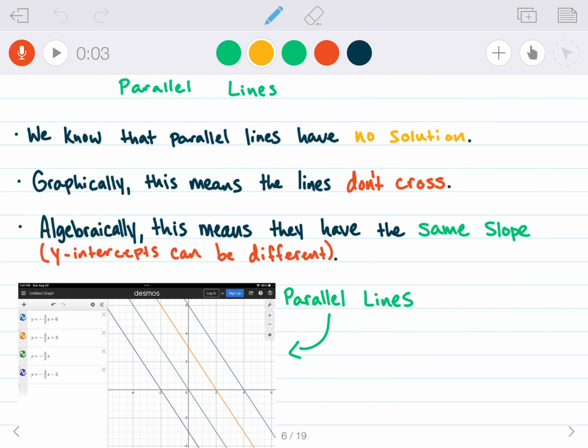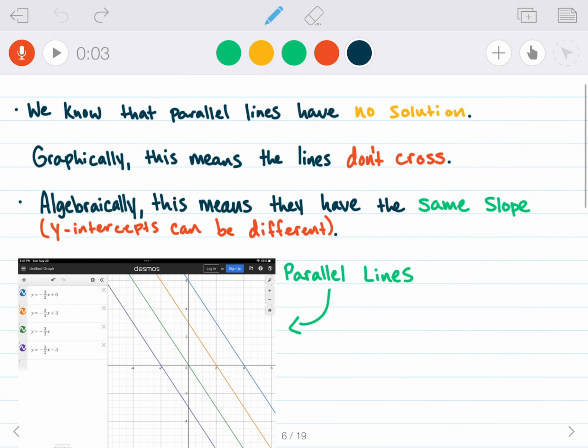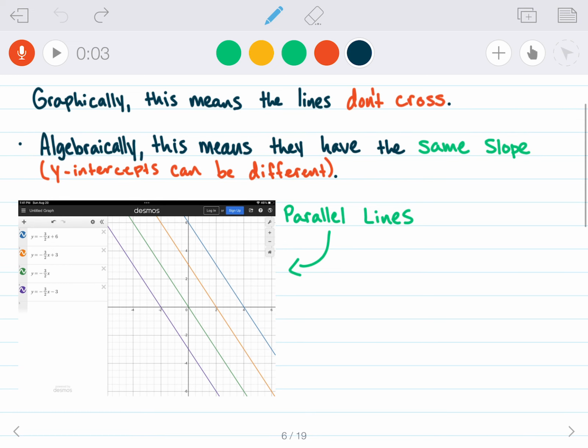Okay, so let's talk about parallel lines. In the last video, we mentioned that parallel lines don't have a solution, right? They don't cross. That's what that means graphically. Algebraically, what does this mean? Well, it means that they have the same slope, or the same steepness. However, the y-intercepts can be different.